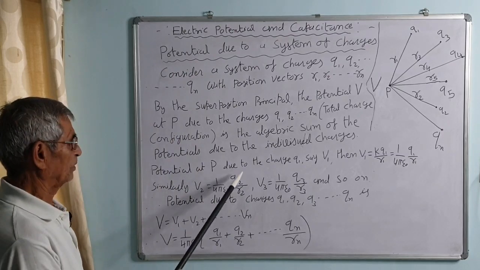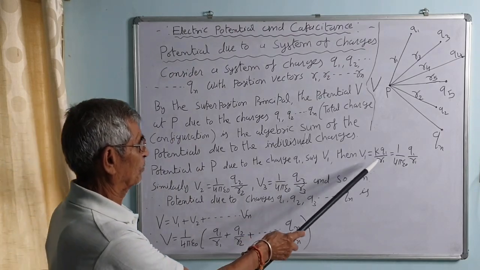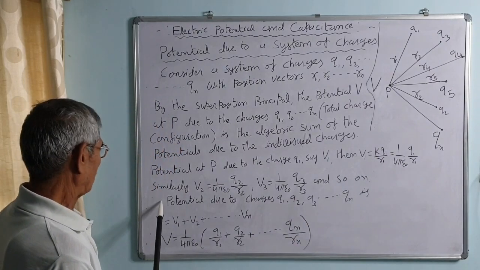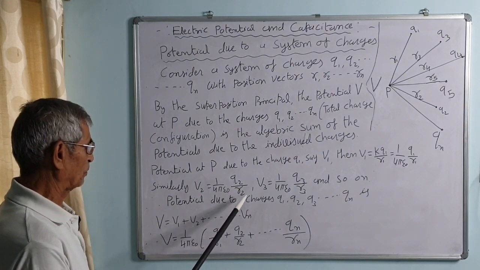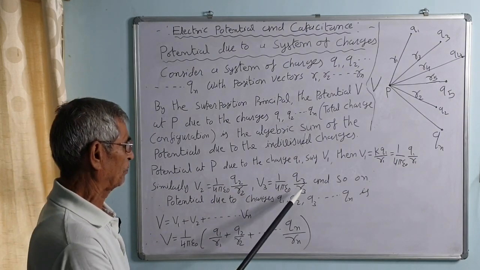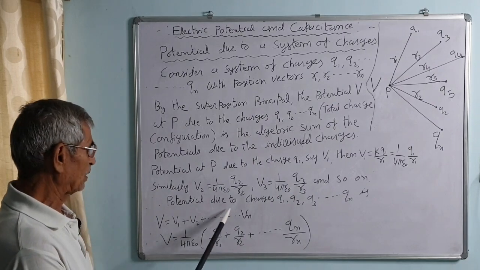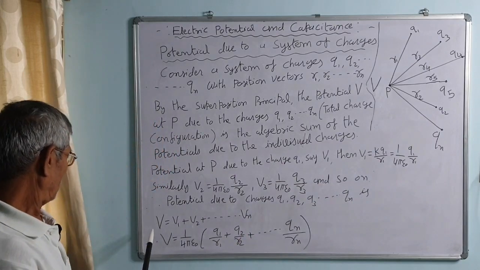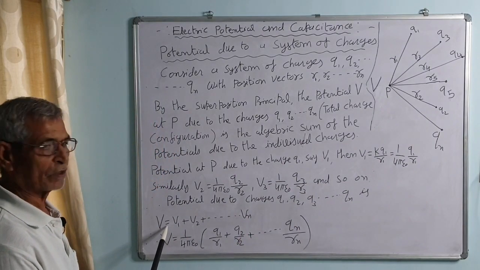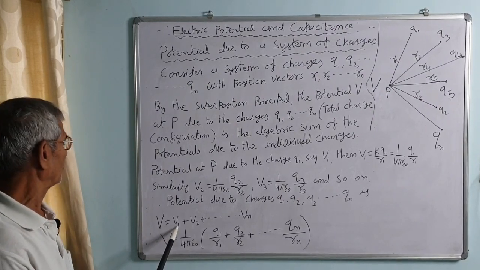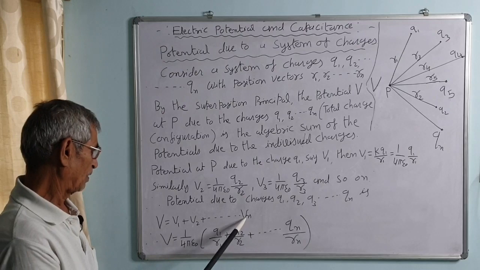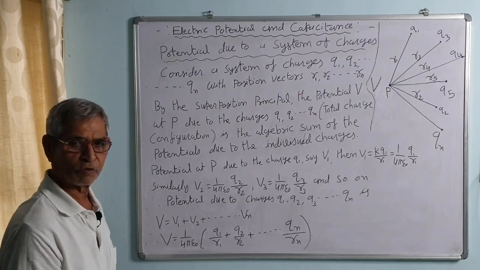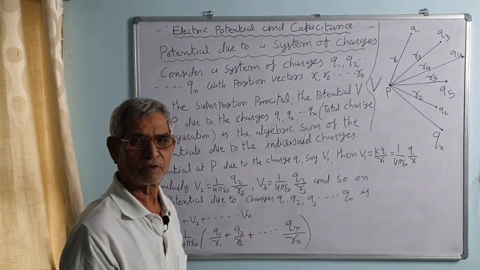The potential at P due to the charge q1, say V1, is equal to k q1 upon r1, that is equal to 1 upon 4 pi epsilon 0 q1 upon r1. Similarly, V2 is equal to 1 upon 4 pi epsilon 0 q2 upon r2, V3 is equal to 1 upon 4 pi epsilon 0 q3 upon r3 and so on. Therefore, the potential due to charges q1, q2, q3, qn is given by the principle of superposition: V is equal to the sum of the potentials due to individual charges, V1 plus V2 plus so on up to Vn. Therefore, V is equal to 1 upon 4 pi epsilon 0 into bracket q1 upon r1 plus q2 upon r2 plus so on, qn upon rn.